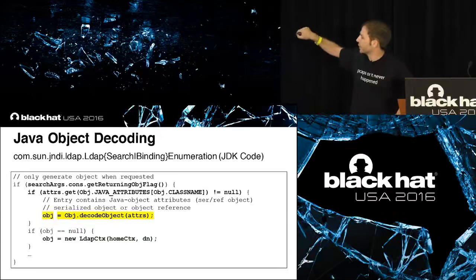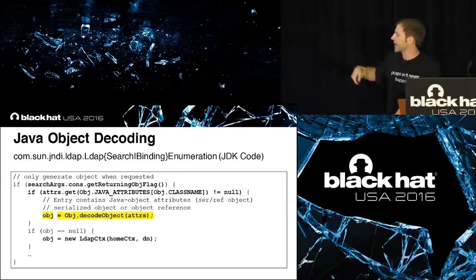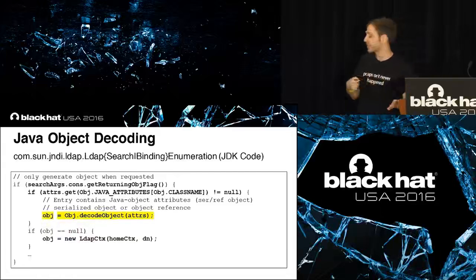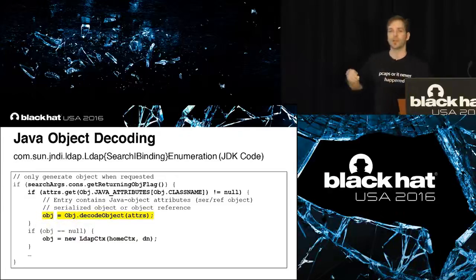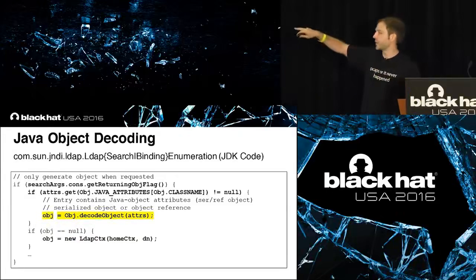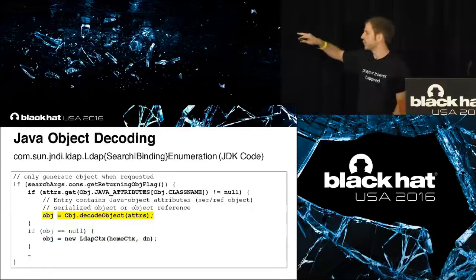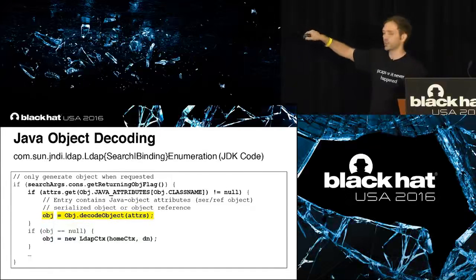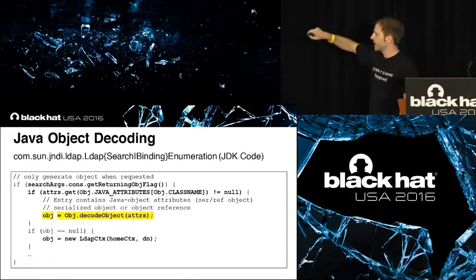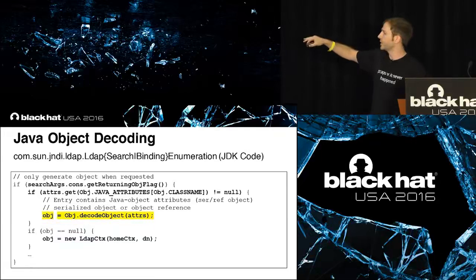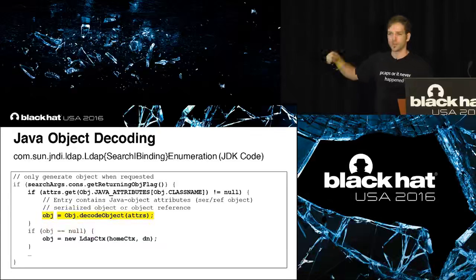So this is part of the JDK class that handles the search response. And as you can see here, we check for the get returning object flag attribute. And if that's enabled, if that's true, then we will check the attributes in the response for some attributes that are referenced in the Java attributes enumeration. If those attributes are present, then we will proceed with decoding the attributes as a Java object. Otherwise, we will just create the wrapper and return the wrapper.